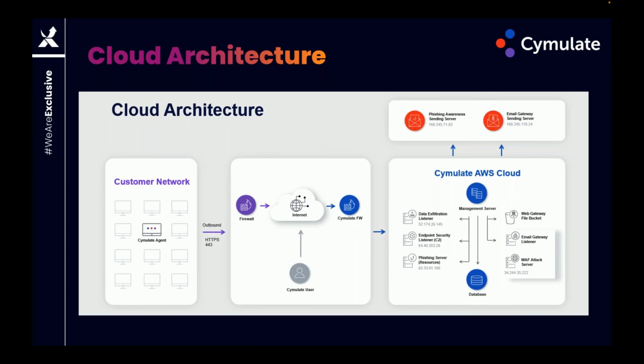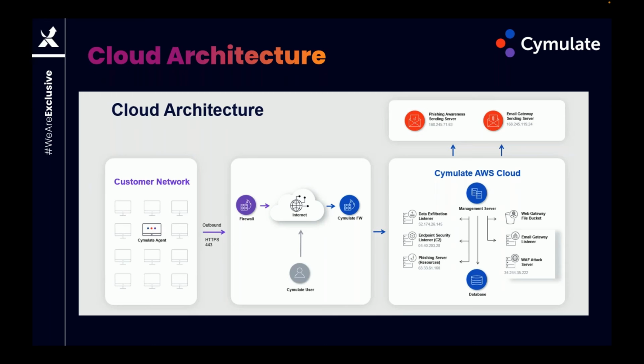Now, files, C2 communication, and phishing emails being sent are all done through the Cymulate AWS cloud, where the database is in place with all the techniques you can use. Everything is there, with the email gateway listener and the web application firewall attack server that will do the attack. So we'll tell the Cymulate agent what to do. The WAF will be for external, of course, so the agent will instruct the WAF to do that.